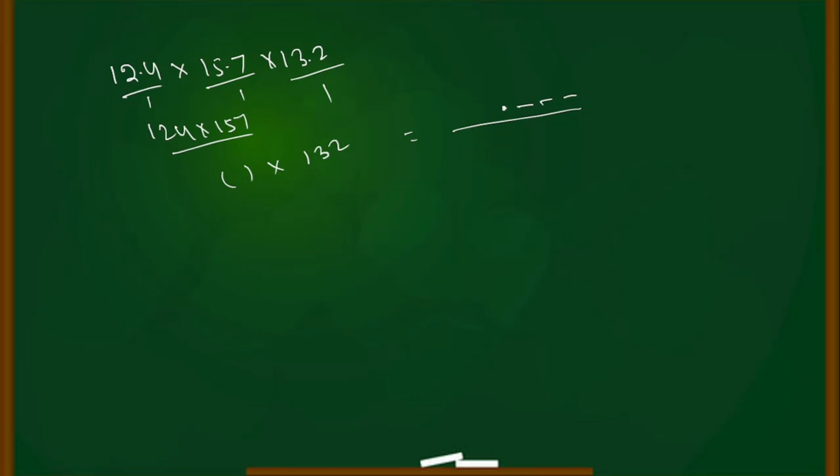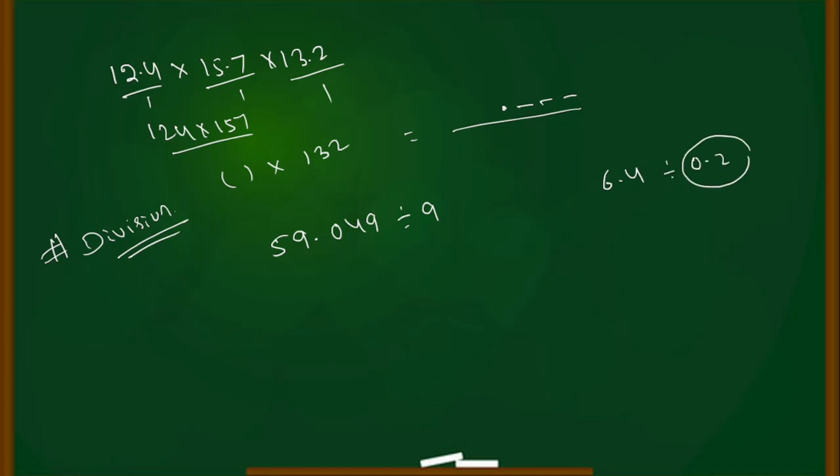Now the next concept, that is the division. Okay. In division, that is the two method you can use. If the divisor is in the normal number, suppose the example is 59.049 divided with 9, and another type is 6.4 divided with 0.2. If the divisor is in decimal number, how to solve? If the normal number, then how to solve? Okay. So in normal number, how to solve? Name the same the long division method. Okay.